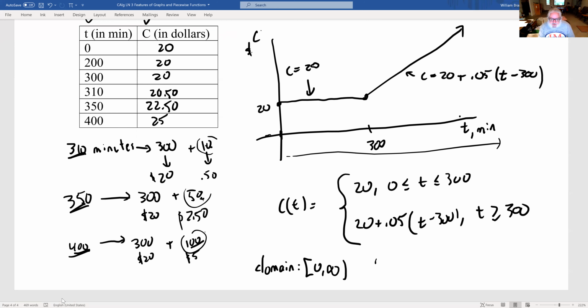The range, the y values start at 20. That's the minimum cost you can have, and they just go up depending on how long you talk. And again, theoretically, that's capped at however many minutes you can talk the entire month. If you talked every minute the entire month, how much would that cost? But we're not interested in that, so we'll just leave it as infinity. So that's piecewise functions.